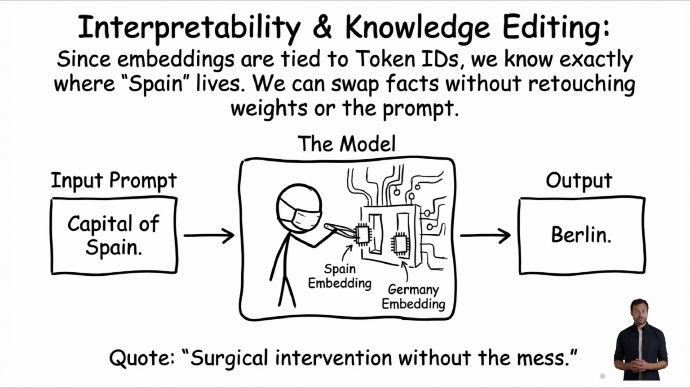The input prompt, "capital of Spain," is tokenized. The Spain token triggers its corresponding embedding, and that embedding flows into the model's computation. Then it produces the output.